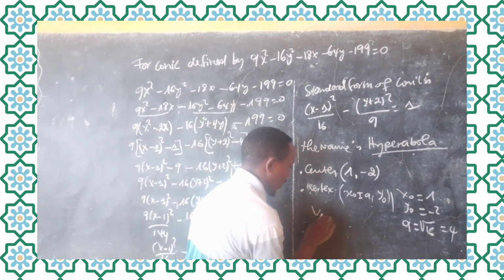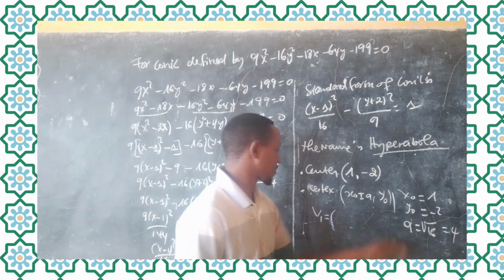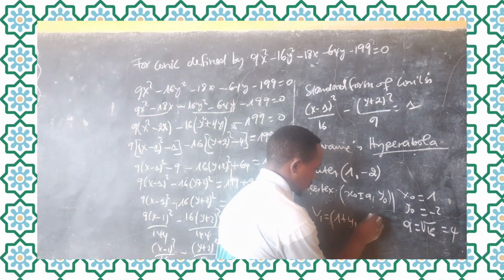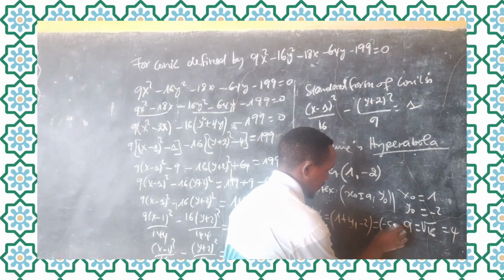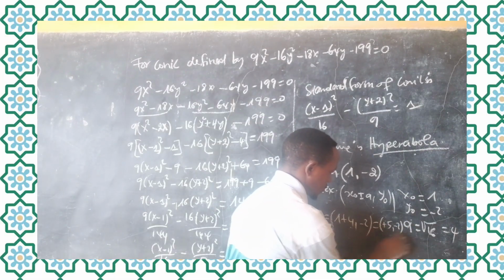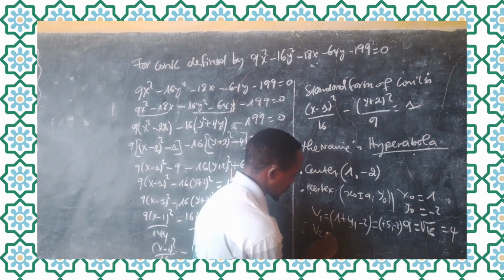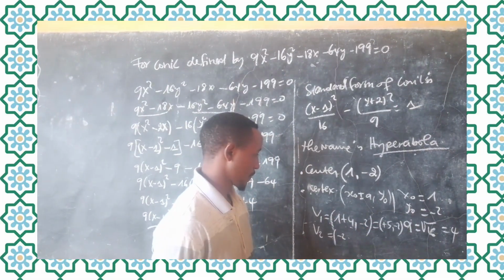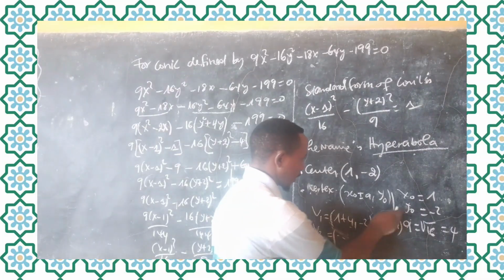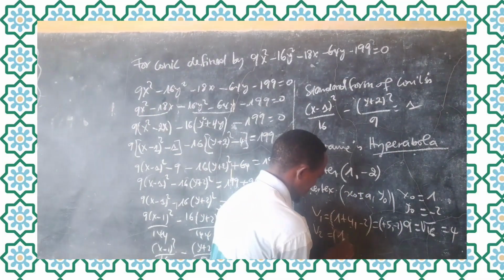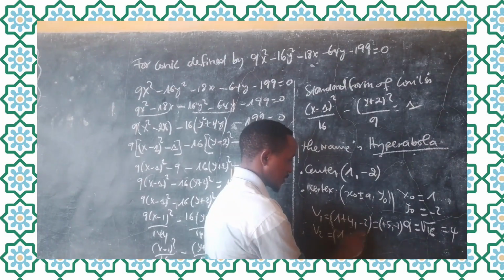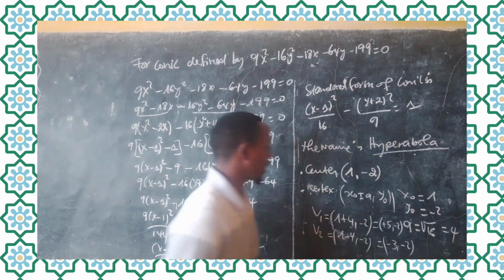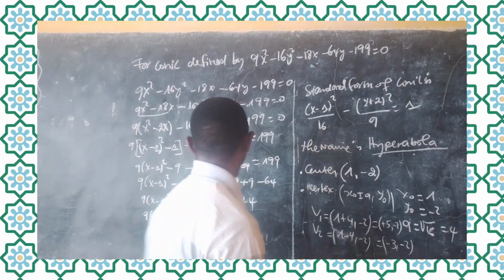So then the vertex 1 is equal to x0, which is 1 plus 4, and minus 2. This is equal to plus 5 and minus 2. So the vertex 2 is equal to 1 minus 4, because it's plus or minus, then minus 2. This is equal to minus 3 and minus 2. Those are the vertices of our equation.